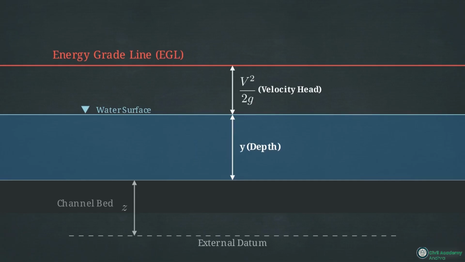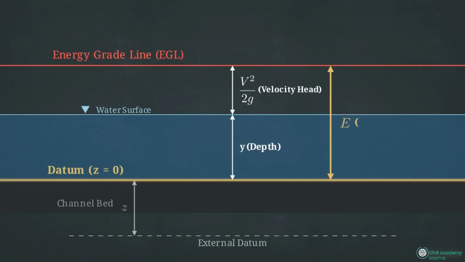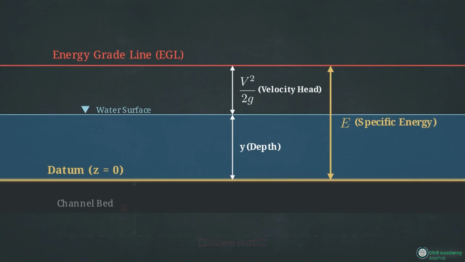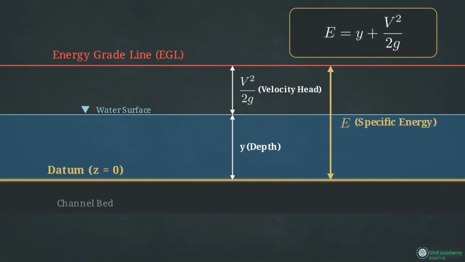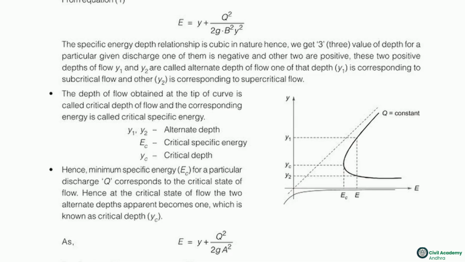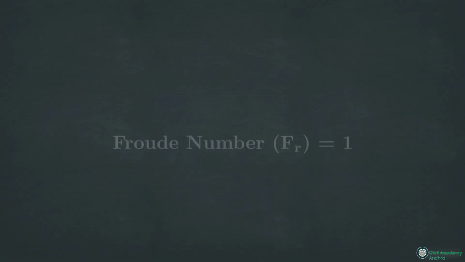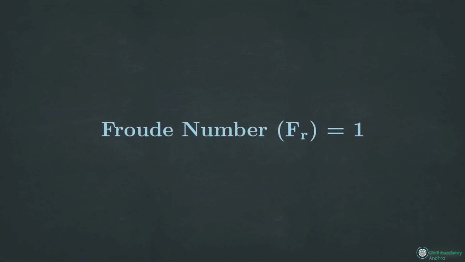Specific energy is the total energy of the flow measured strictly relative to the channel bed itself, ignoring any outside elevation. This curve plots the specific energy depth relationship. For a single specific energy value, there are 2 alternate depths, a deep subcritical, Y1, and a shallow supercritical, Y2. At the nose of the curve, they merge into the critical state, hitting absolute minimum specific energy. At this critical state, the Froude number is exactly 1.